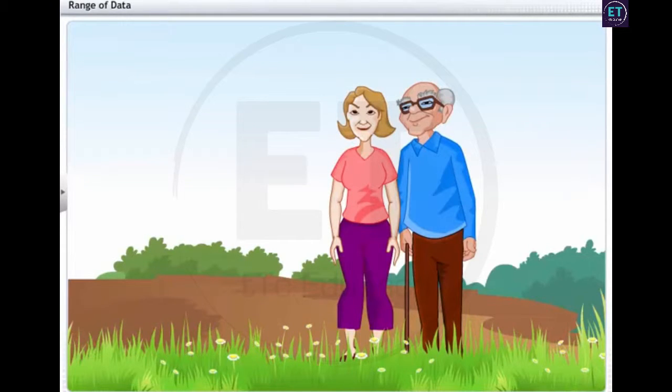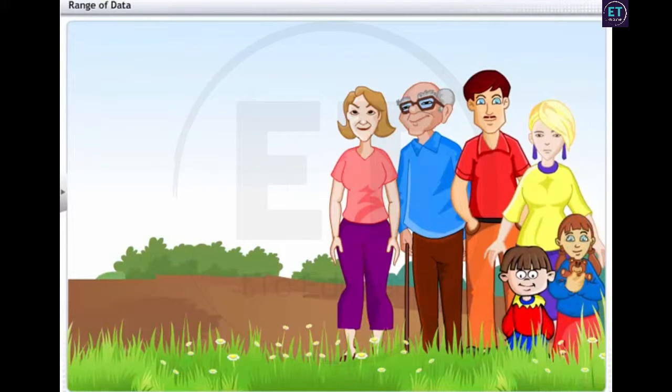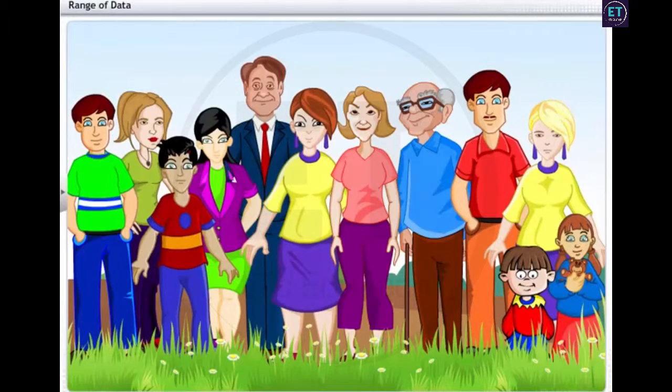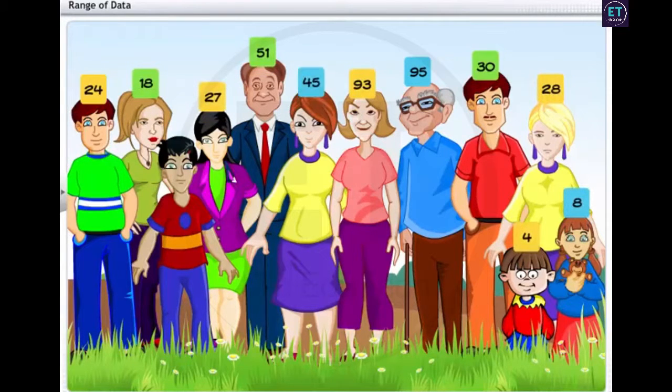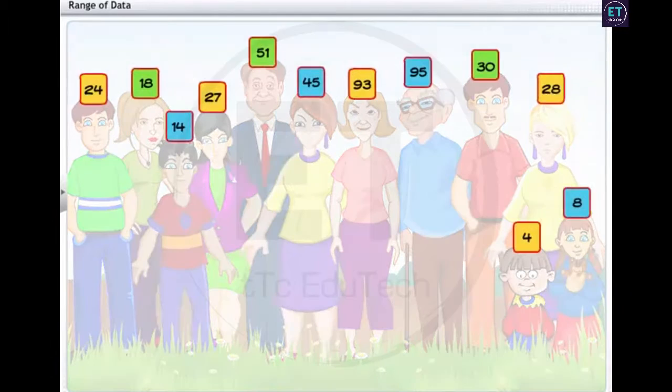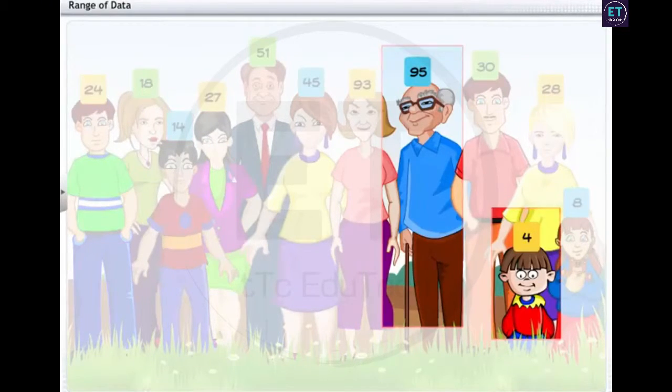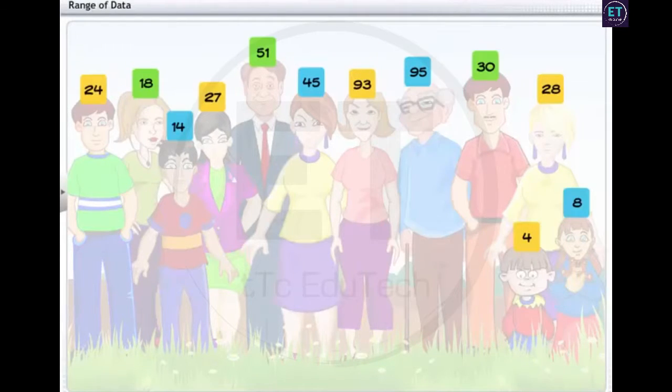Mrs. and Mr. Longlife are both in their 90s, and they have a happy joint family. A rather large happy joint family. Let us look at the ages of all the members in this family. It would be interesting. As you can see, the data of ages of the different members of Mr. Longlife's family is quite an interesting mix. Can you notice the ages of the oldest and youngest members of the family? Let us see if we can present the data to make this observation easier.